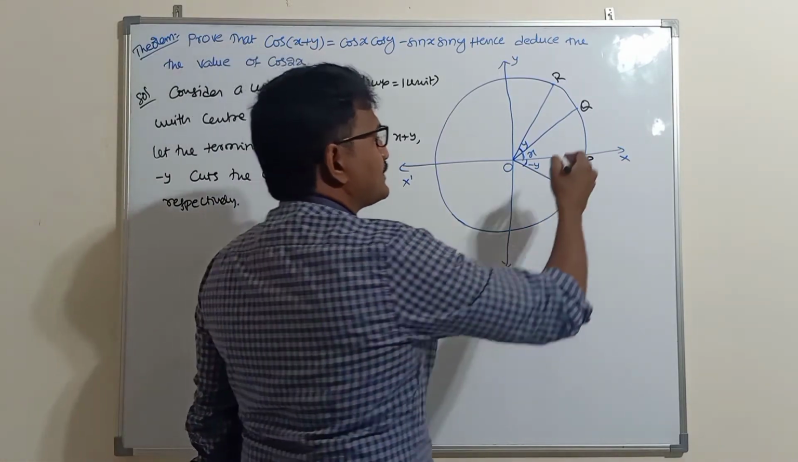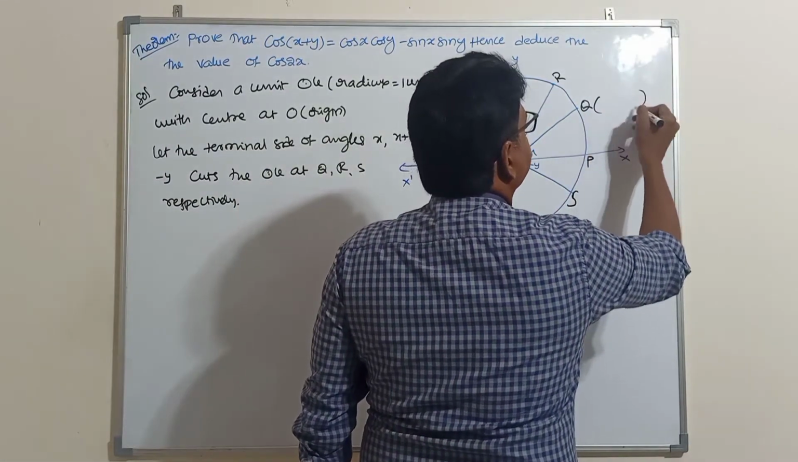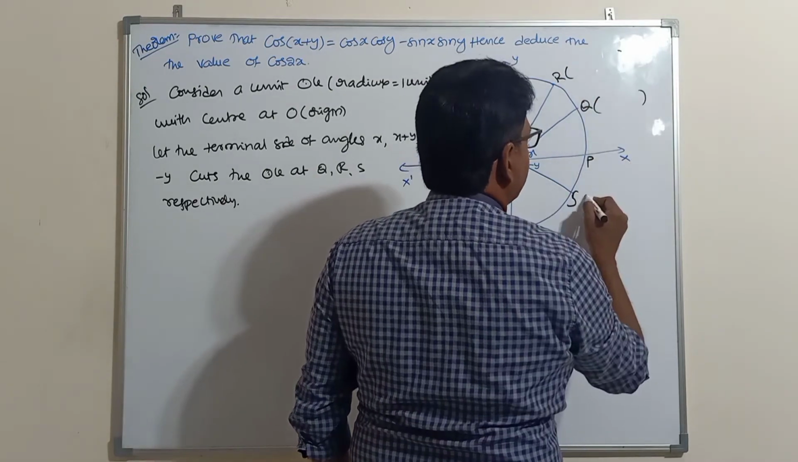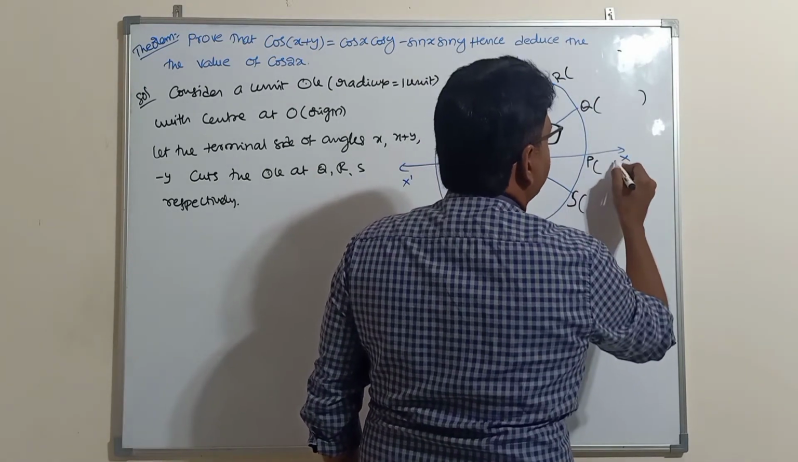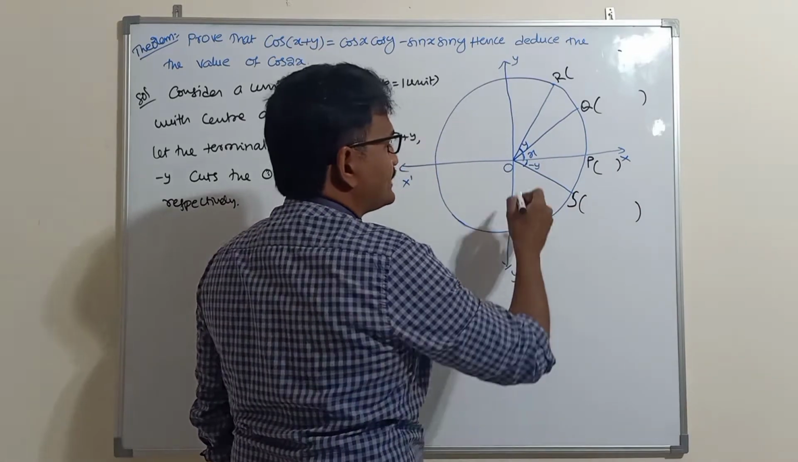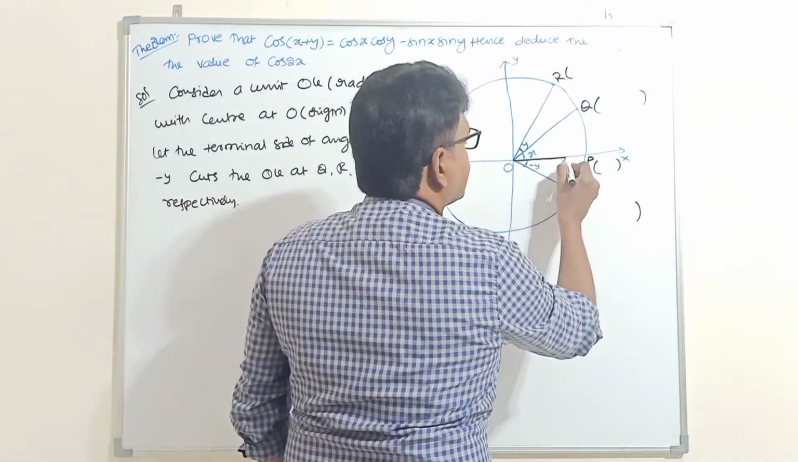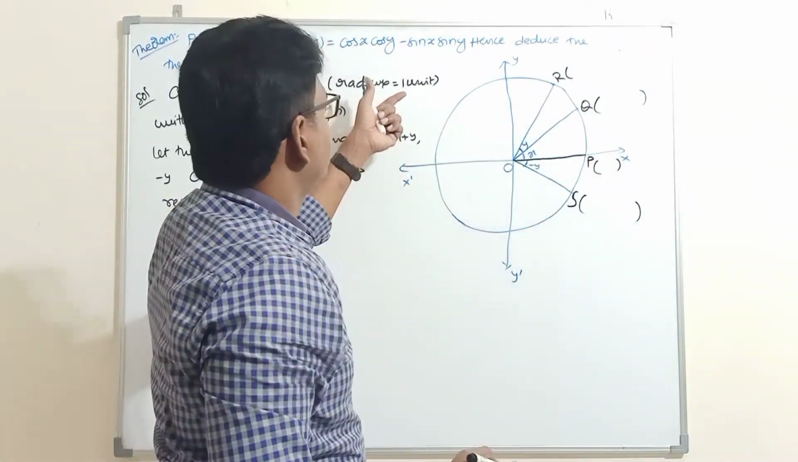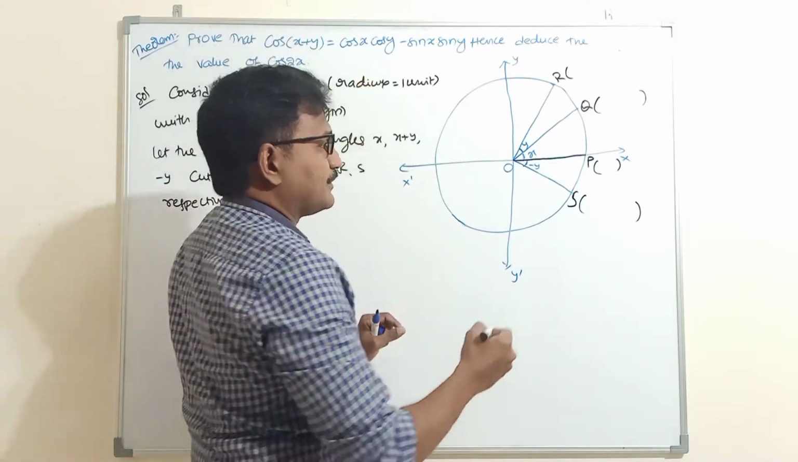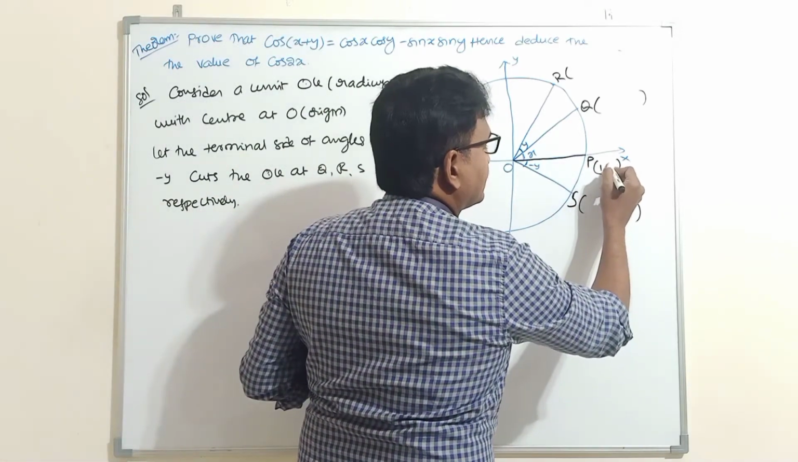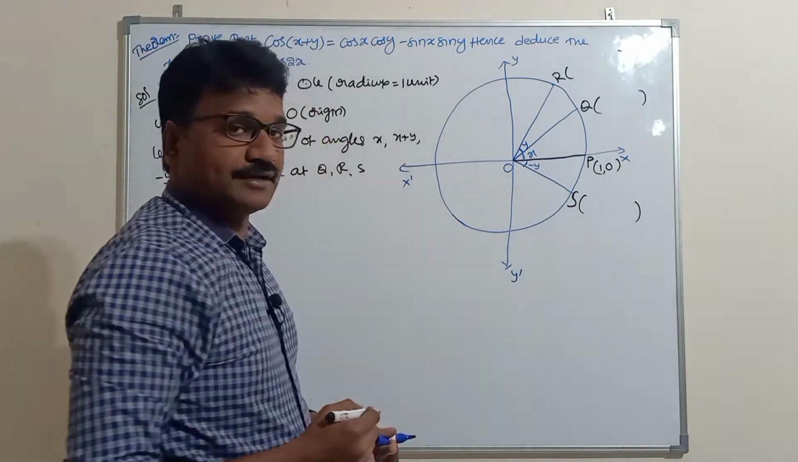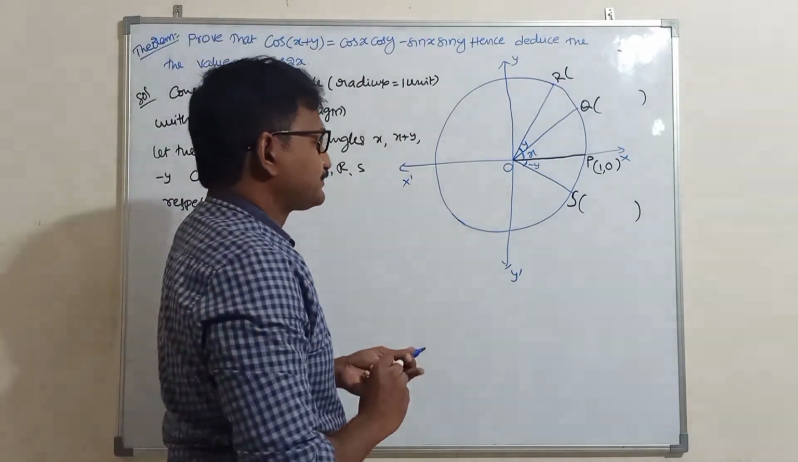Therefore, what is point Q? Point Q is how much? Point R is how much? Point S is how much? Point P is how much? Point P you can guess easily. So this distance is called the radius. This is a unit circle, so radius is 1 unit and this point P lies on the x-axis. Therefore, point P is (1, 0).